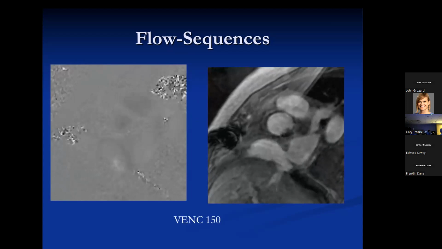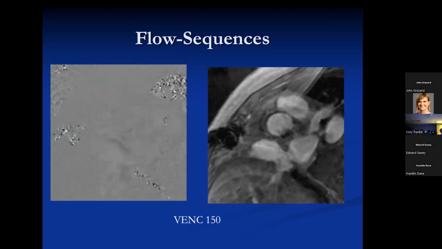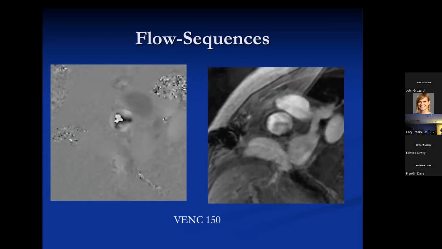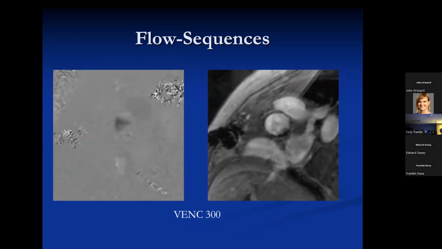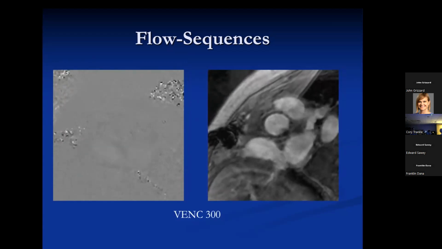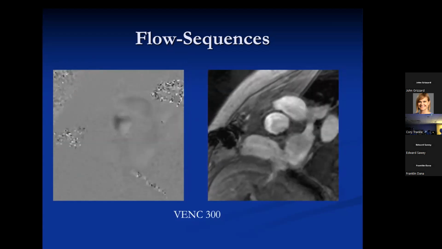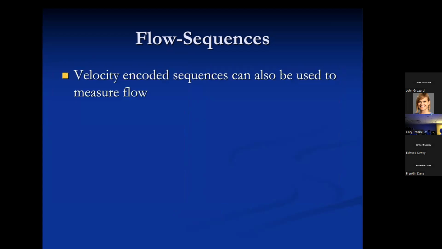So here's a case where we did it at 150, and the patient clearly is aliasing there. Notice you're starting out in systole, forward flow is black, and then all of a sudden you have apparent regurgitant flow in the middle of systole. That just doesn't make any sense. So that's aliasing, right? And then if you go to a VENC of 300, you get rid of it. Okay, so that's pretty easy to figure out.